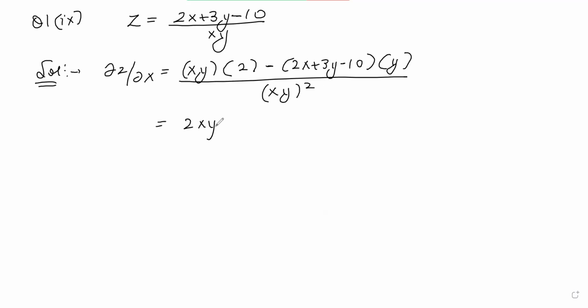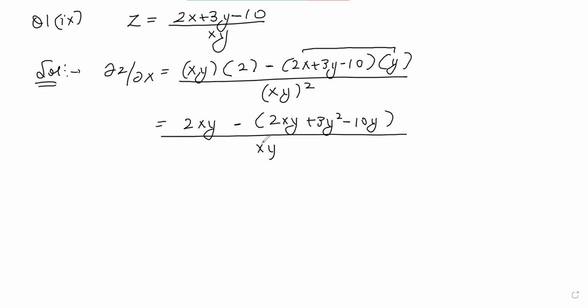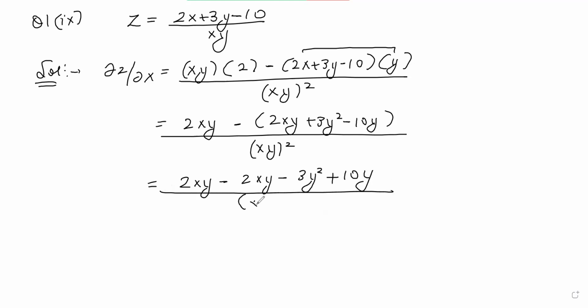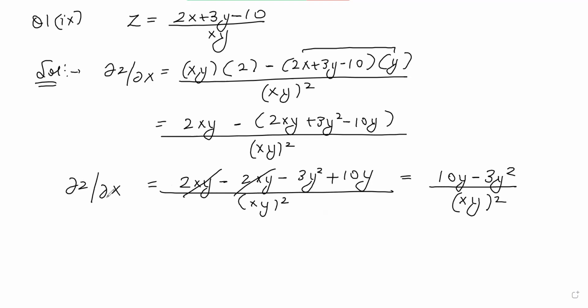So it's going to be 2xy minus, if I multiply this expression inside, I get 2xy plus 3y square minus 10y, over xy square. So I get 2xy minus 2xy minus 3y square plus 10y over xy square. This and this cancel out. My answer is 10y minus 3y square over xy square. This is my del Z by del X.